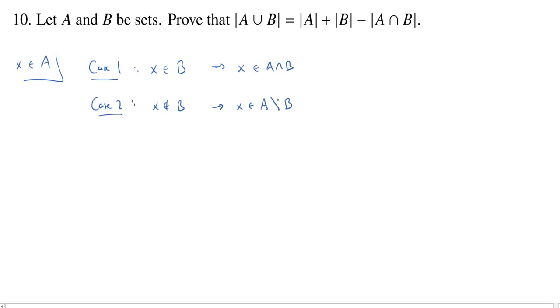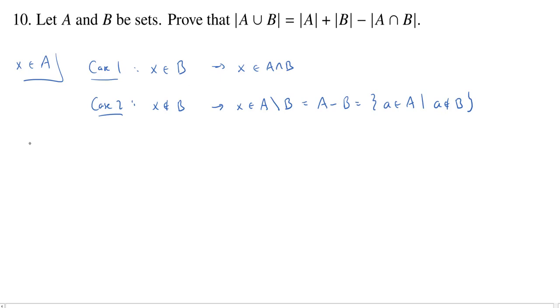Okay, so this little backslash symbol is often used for set minus, meaning you take all the elements in A that are not in B. It's also sometimes written as A minus B. So in either case, this means the set of all X in A such that X is not an element of B. All right, so every element in A satisfies one of these two cases. It's either in B or it's not in B.